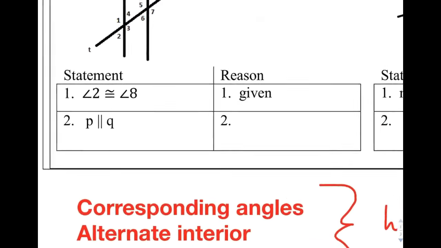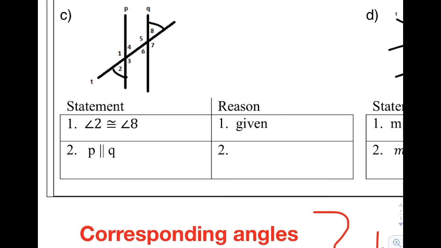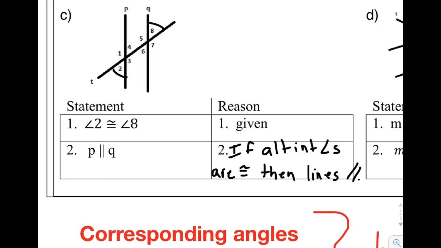Okay, letter C, excuse me. We've got angle 2 in our statement is congruent to angle 8. Okay, so I'll start with my if. Looking at my statement 1, what do we already know? Well, we know 2 is congruent to 8. Those are alternate interior angles, and we know what about those alternate interior angles? That the alternate interior angles are congruent. Okay, if the alternate interior angles are congruent, then statement 2, lines parallel.